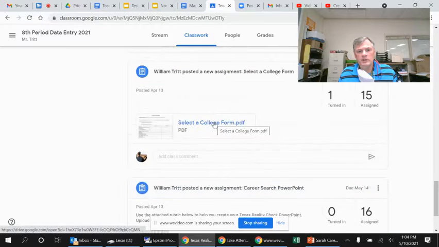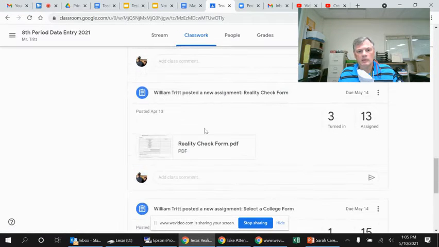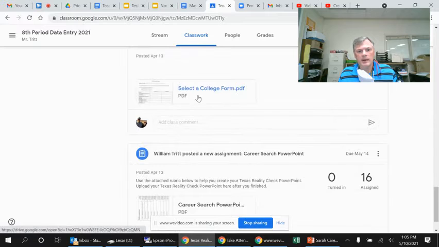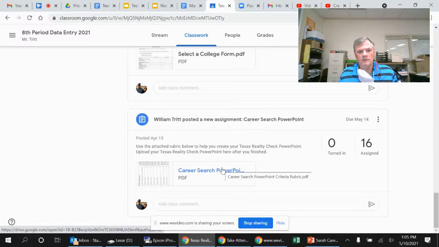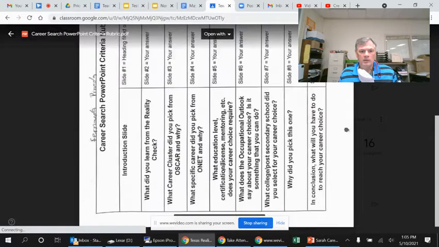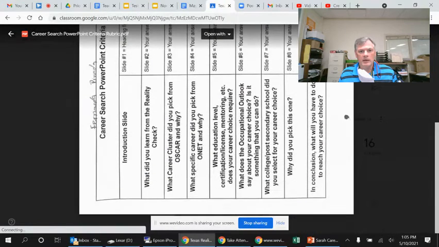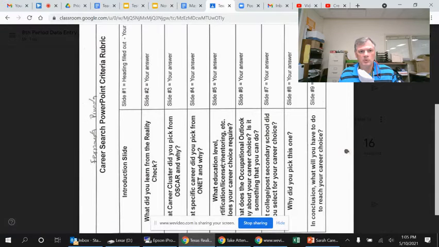Once you've finished the three forms, the reality check, select a college, and those handouts, and you've turned them in, the next thing you're going to do is work on the PowerPoint. I submitted the PDF form rubric for the career search PowerPoint that you'll be using in creating your PowerPoint. It's right here, it's listed. All you need to do is take all the information from those three handouts and put it onto this PowerPoint that you're going to create.